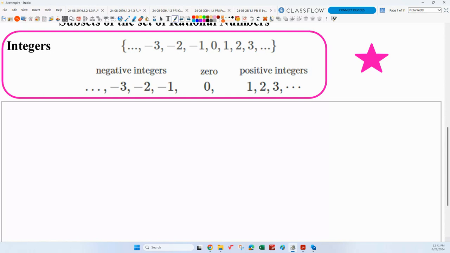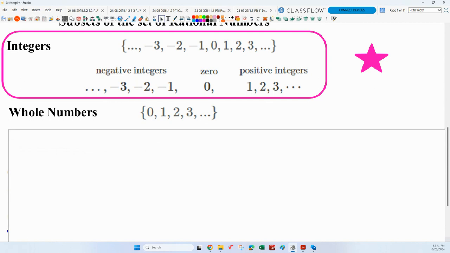Well, what if we exclude the negative integers? If we only keep 0 and the positive integers? That would be a part of the set of integers, and we give it a name. We call that the set of whole numbers. Okay. So whole numbers would be all the integers except the negatives.